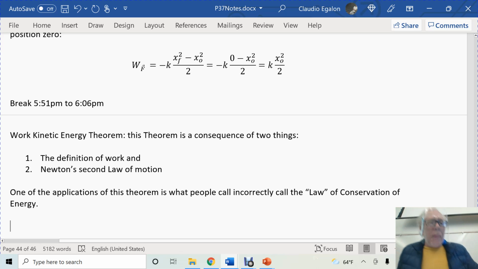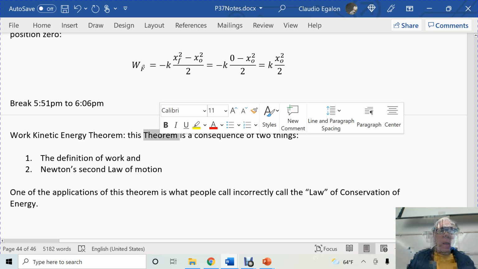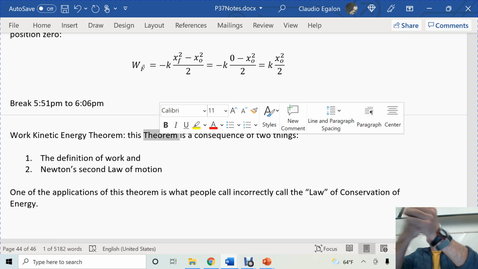So remember, it's a theorem. It's not a law. Laws are far more important than theorems, right? Laws are the kernel of everything. A theorem is a consequence of that kernel. It's a consequence of that building block. It's the consequence of that core.